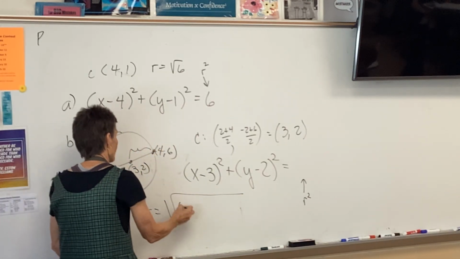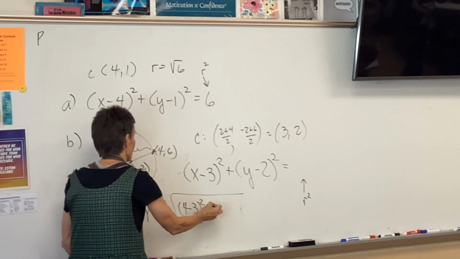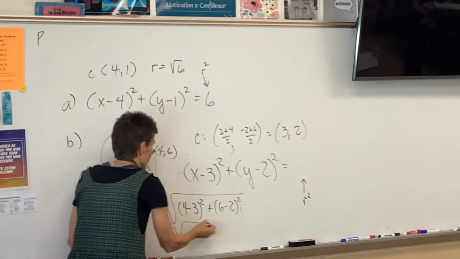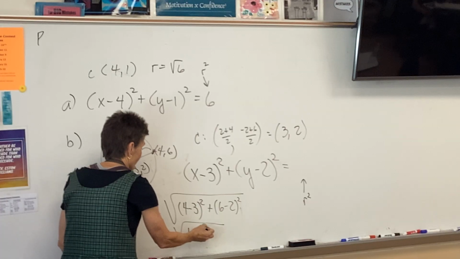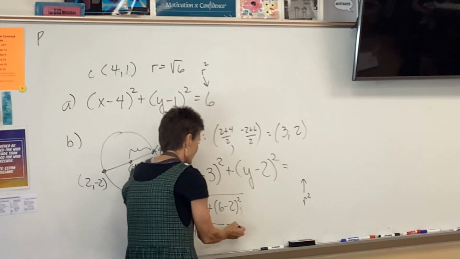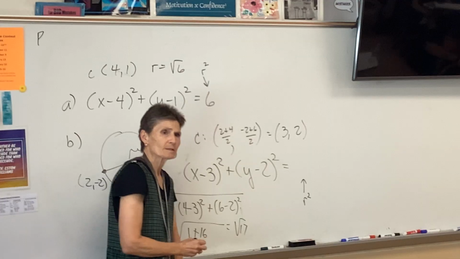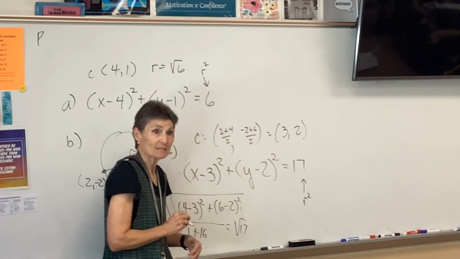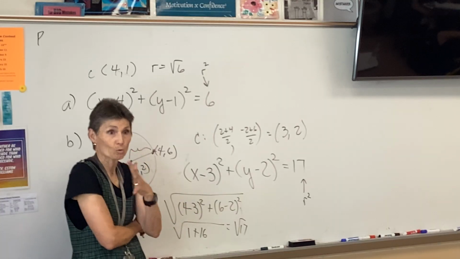Distance, so 4 minus 3, 6 minus 2. Looks like root 17. Sure does. So in my equation, I'll put a 17 because it's r squared.